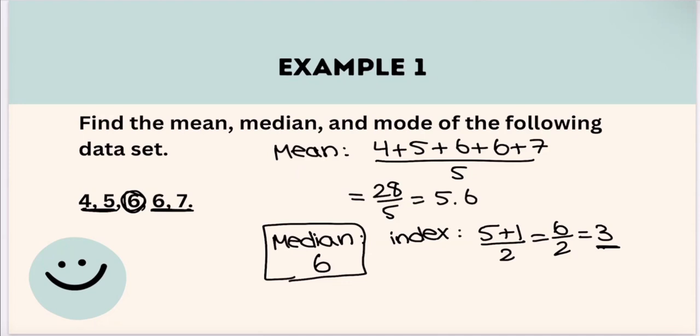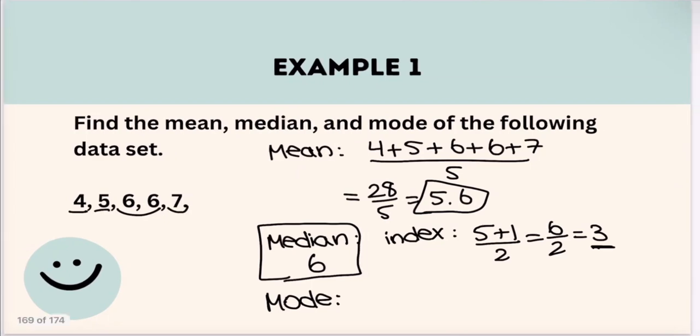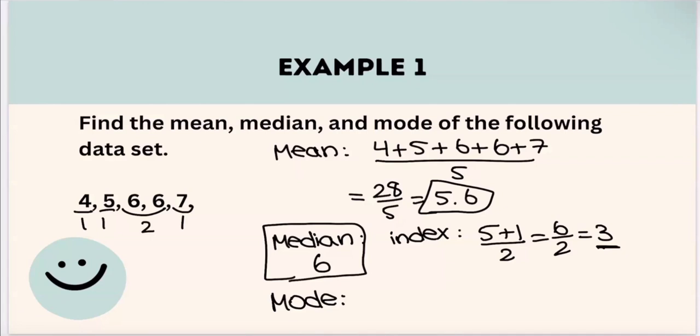Okay, the next one is the mode. So for the mode, that is just the most frequent number, so the number that occurs most often. And let's see, 4 occurs once, 5 occurs once, 6 occurs 2 times, and 7 occurs just once. So all numbers occur once except for 6, which occurs 2 times. Therefore, 6 is the mode.